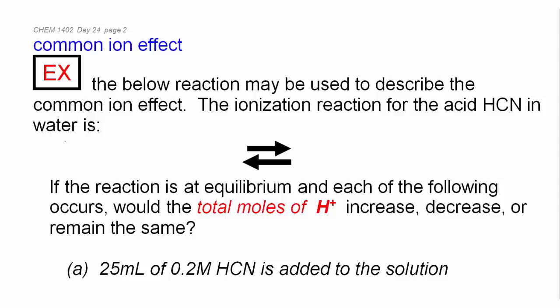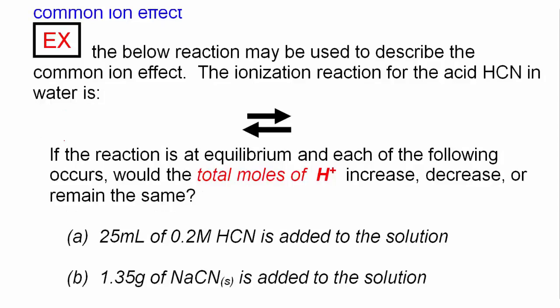The common ion effect. This reaction below may be used to describe the common ion effect, the ionization reaction of the acid HCN in water. How do we write it? It's an acid, so how do you write ionization reactions, or the Ka reaction? Remember, it was the conjugate acid goes to the hydrogen ion plus the conjugate base. If the reaction is at equilibrium, and each of the following occurs, would the total moles of hydrogen ion increase, decrease, or remain the same?